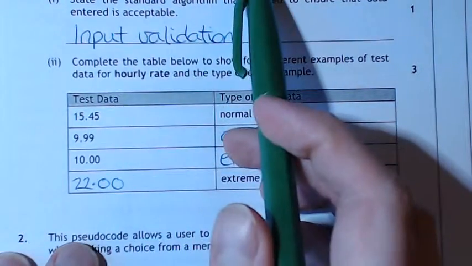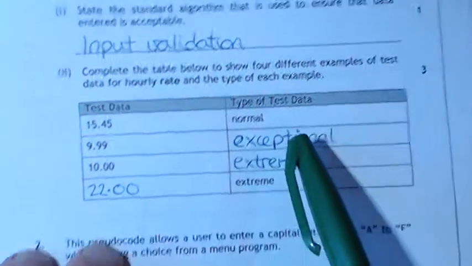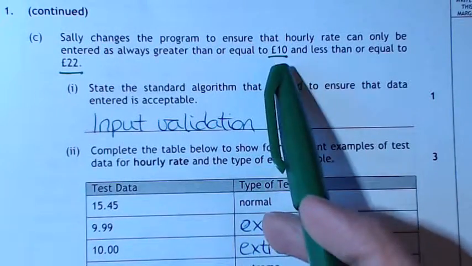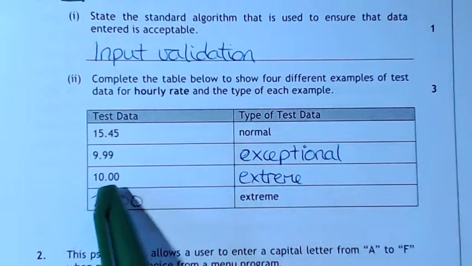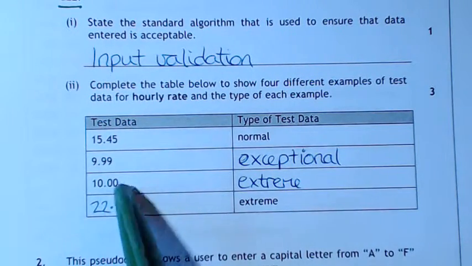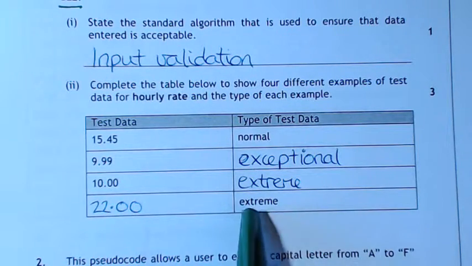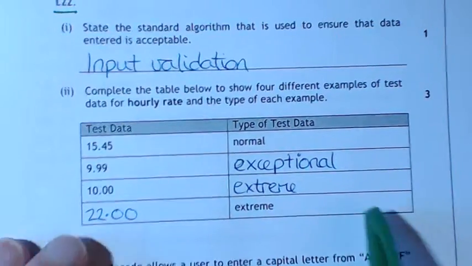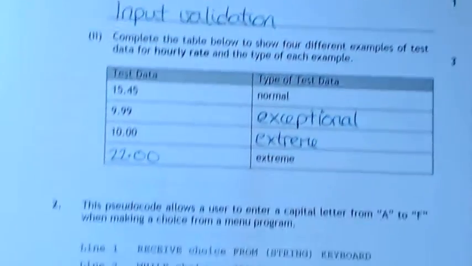If it's outwith the range, so if it's less than 10 or above 22, that's known as exceptional. And if it's right on the boundary, so if it's 10 or 22, that's called extreme. So that's why we've got 2 values for extreme. They give you 1, and that's extreme data. So that is data that is acceptable, it's just the lowest value. And the other end of the scale is £22, which is the most, but that's still extreme as well. So if it's outwith the actual range, that's known as exceptional.